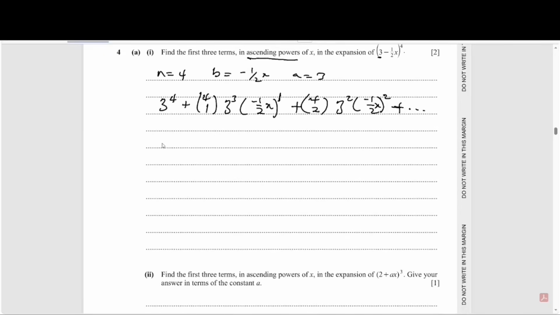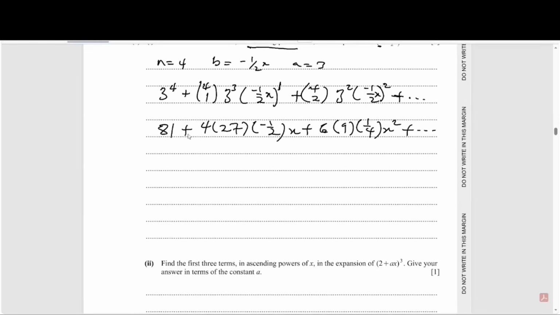3 exponent 4 is 81. 4 combination 1 is 4. Then times 27. Then negative 1 over 2 x. Then 4 combination 2 is 6. 3 squared is 9. And then times 1 over 4 and x squared.